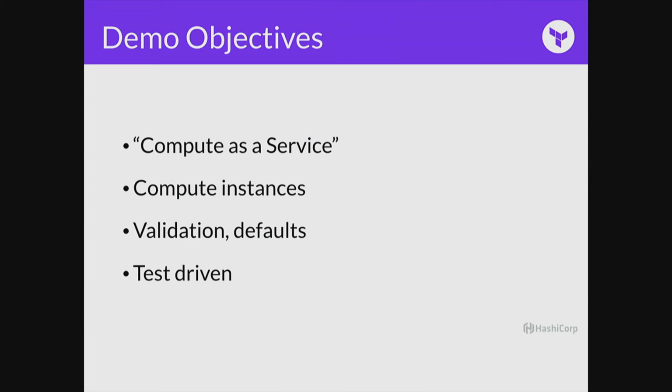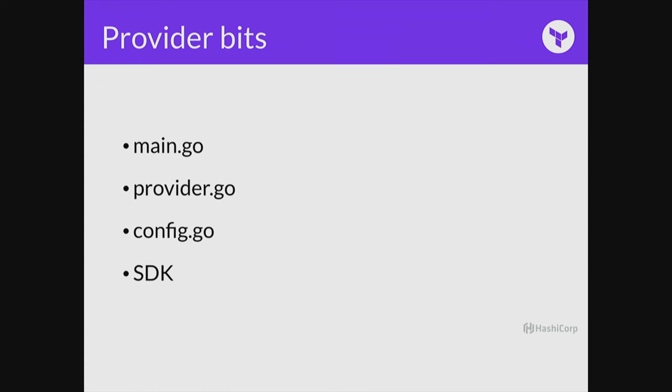It's just running on my laptop. It's called Compute as a Service, or CAS, as I will refer to it. It offers compute instances. It's going to make me very rich eventually. And we're going to write a provider. We're going to write a resource for it, and I was going to have validation, but I haven't done that part. But we're going to do this because we're responsible developers. We're going to do this in a test-driven fashion.